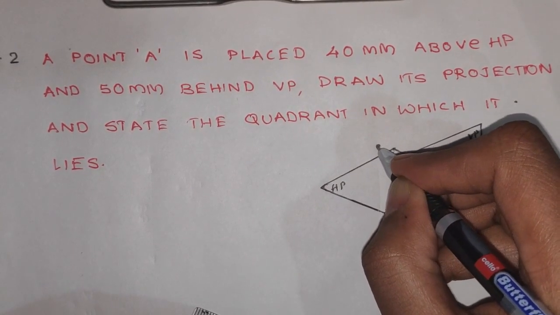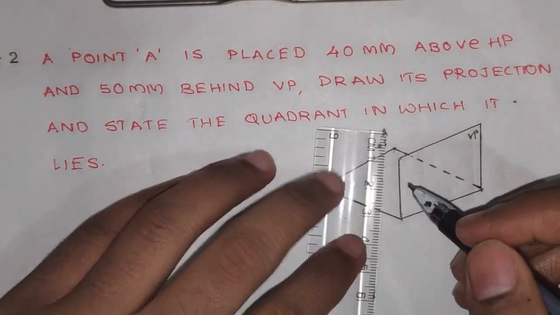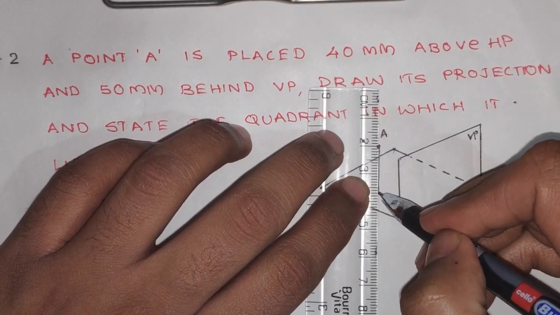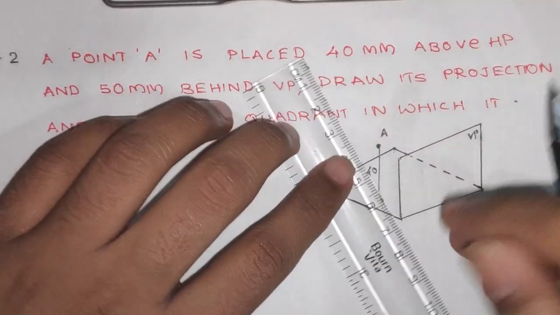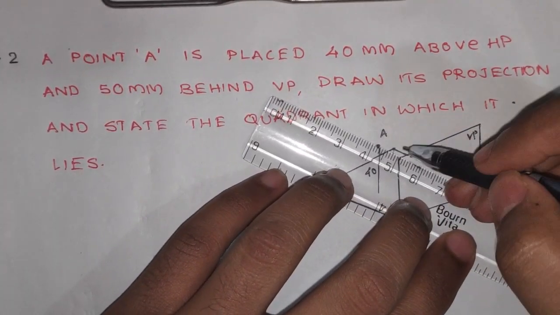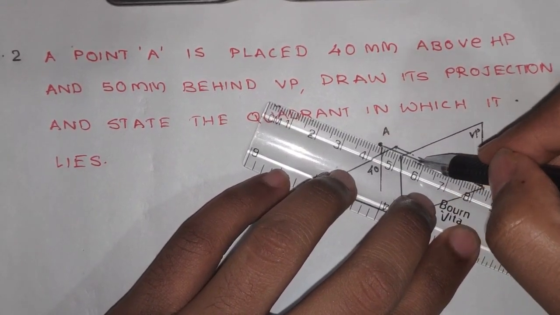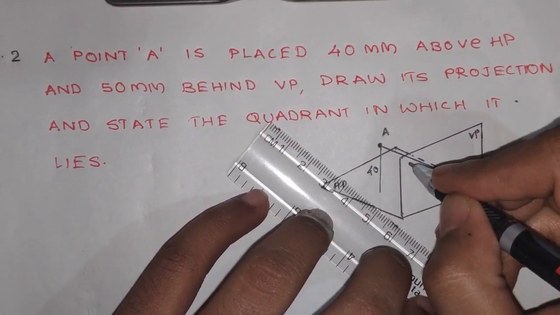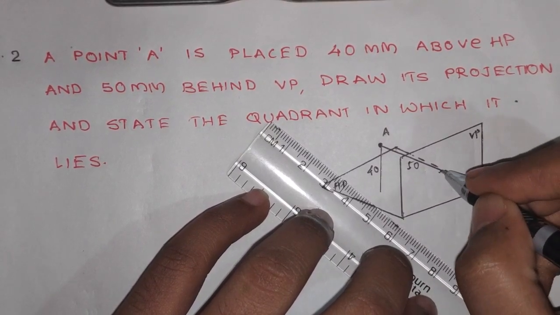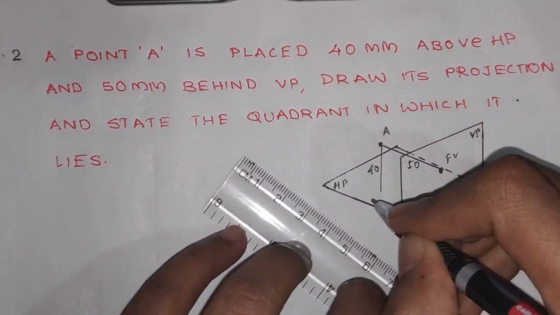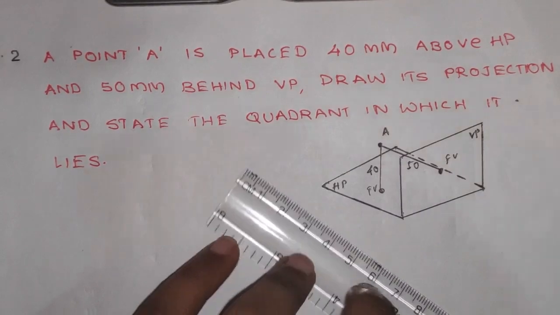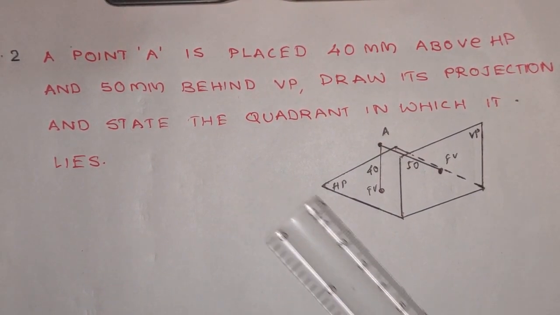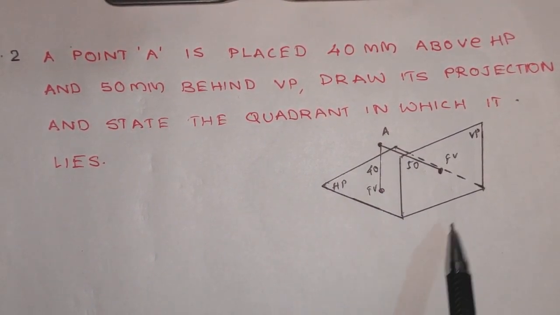So this point A is 40 mm above HP and 50 mm behind VP. So this will be the front view. This will be the top view. So seeing at this quadrant system, we see this point lies in the second quadrant.